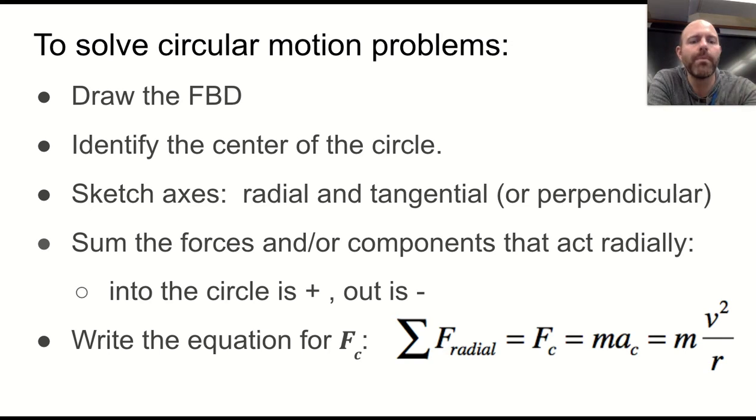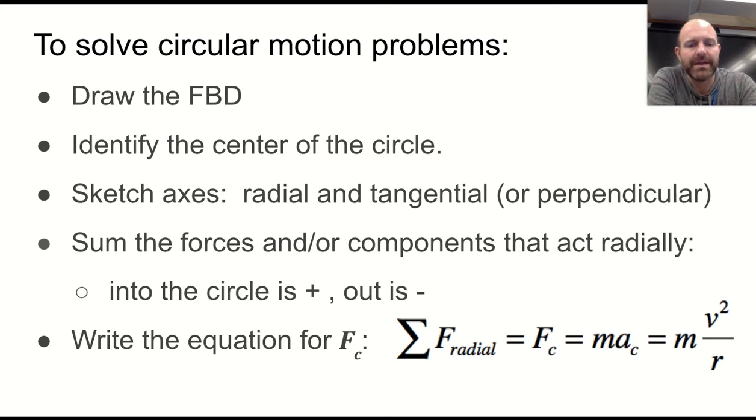So we have a robust problem-solving strategy, and you'll notice that when we solve circular motion problems, it's basically the same. We're starting with the free body diagram. But now, instead of just setting up a coordinate system x and y, we first need to identify where the center of the circle is, which may not always be obvious, so it's good to think about. Then we're going to sketch out our axes, radial and tangential or perpendicular, and this should be overlaid on where the object actually is, not based on the center of the circle, because the object will never be there. Then we add up the forces or find the components that act radially. Into the circle is positive generally, and out of the circle is negative.